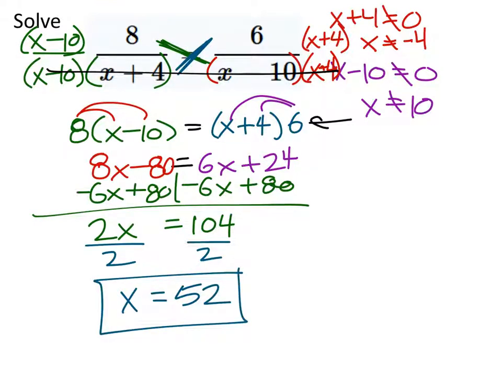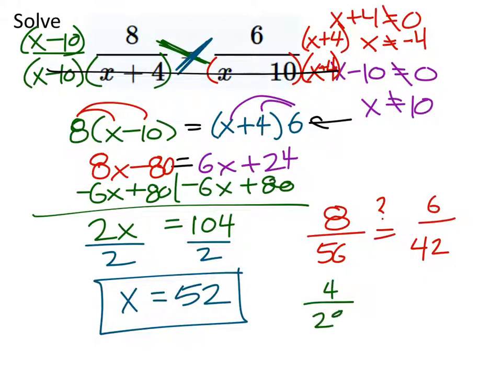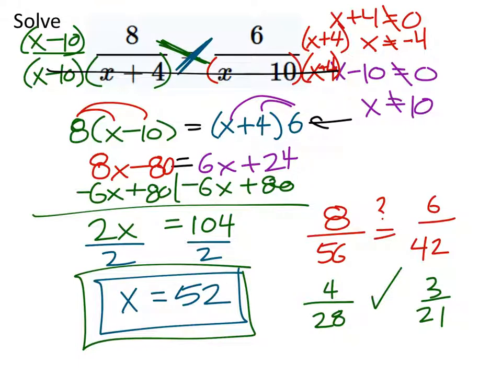Well, 52 is not negative 4, and it is not 10. So we're in pretty good shape there, but again, we could check this pretty quick. 8 divided by 52 plus 4, 56. Does that equal 6 divided by 52 minus 10, 42? Well, 4 over 28, and then 3 over 21, 1/7? Yeah, 1/7. Good. So that checks off, and we could know for sure on the test that that is correct.